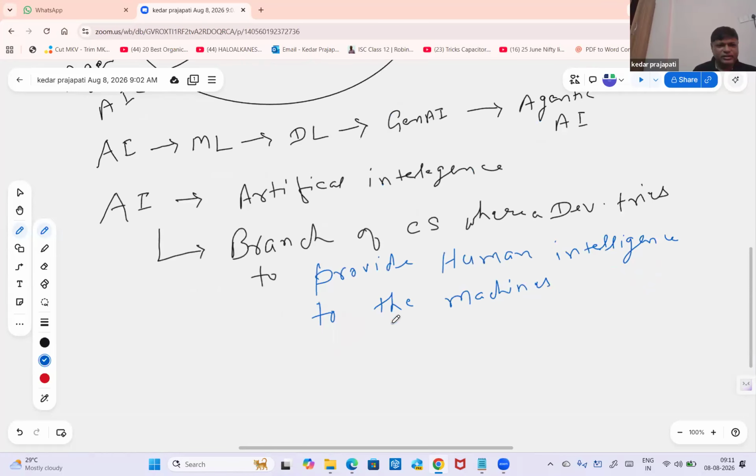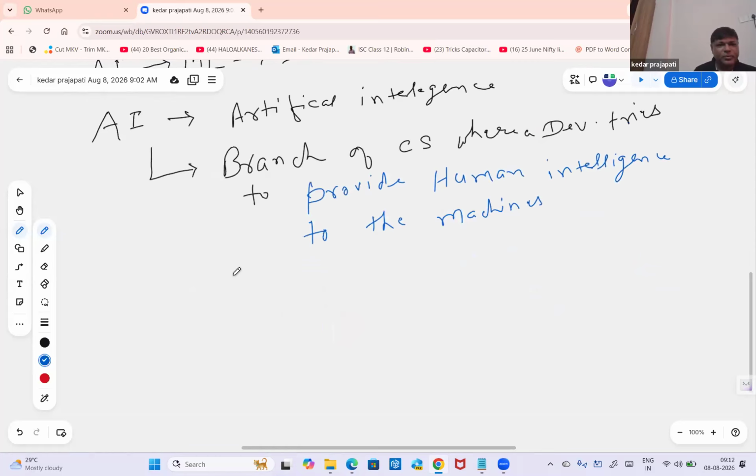Okay, suppose in traditional computer science, what happens? So far clear, right? Artificial intelligence kya hai? What is this? It is a branch of computer science where a developer, programmer, or data scientist tries to provide human intelligence to the machines. Means machines will try to think like human.